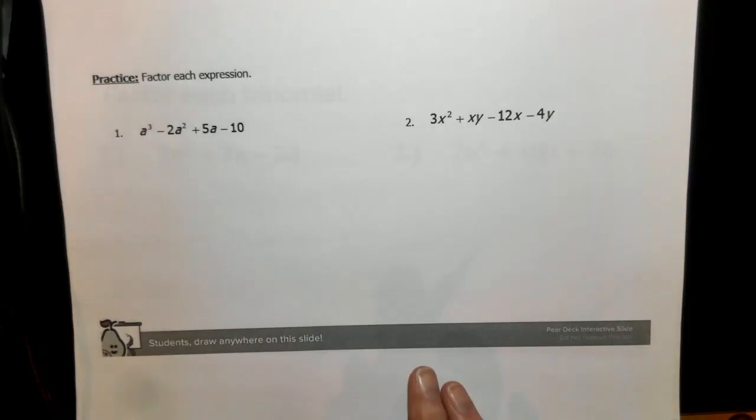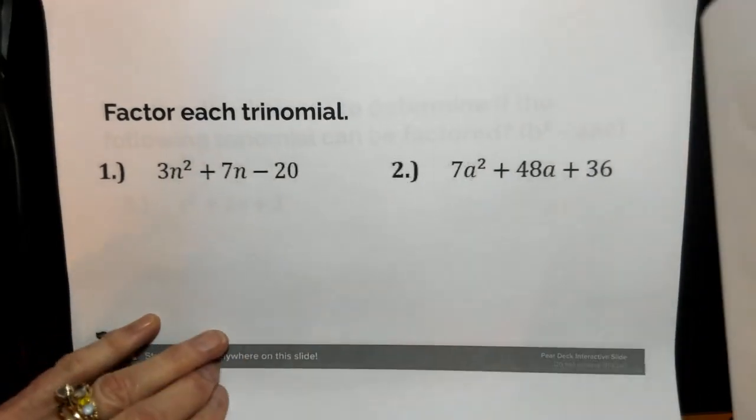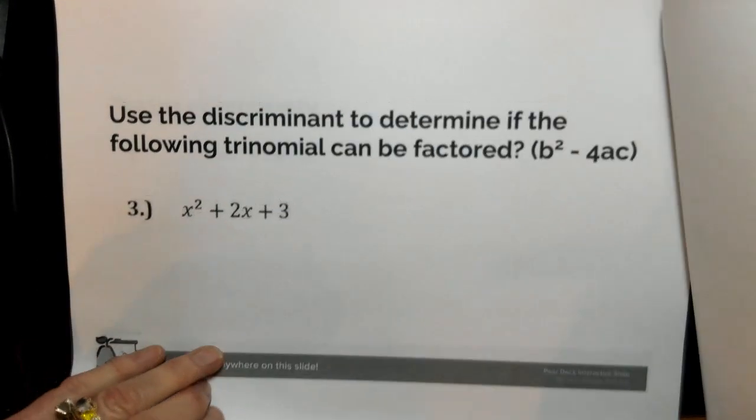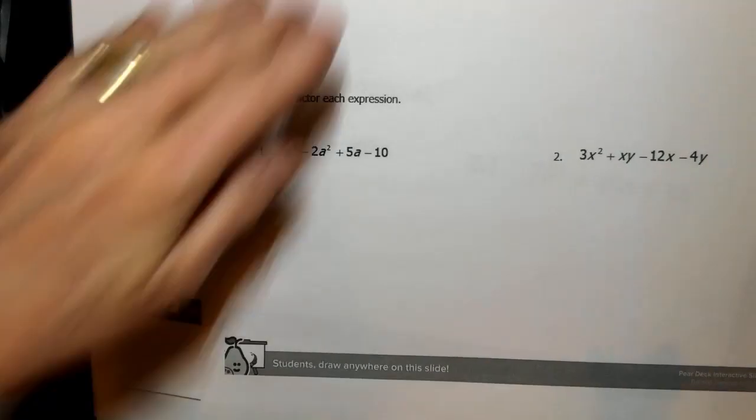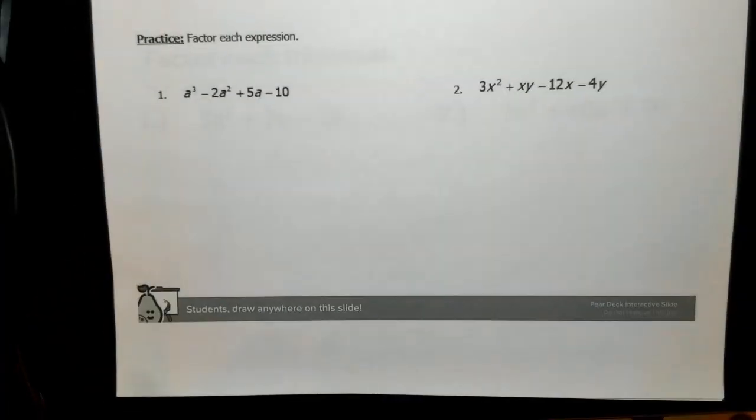Okay, so now we have some practice. It says factor each expression, factor the trinomials, and then use the discriminant. Yep, and then this one here. So go ahead and turn this off right now, do those problems, and then come back and I will walk you through how to do them all so that we know that you're factoring.